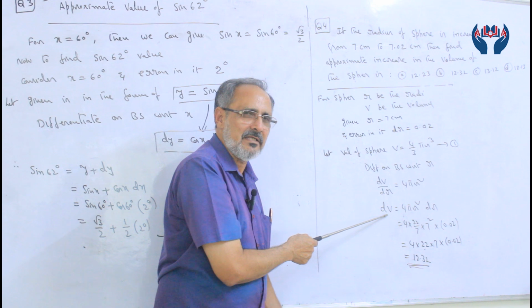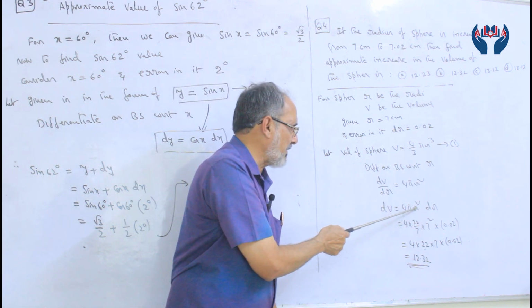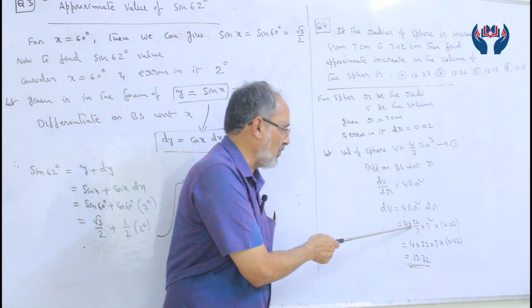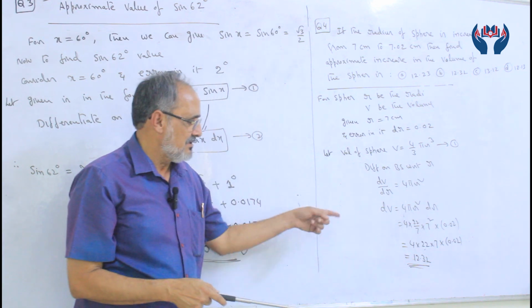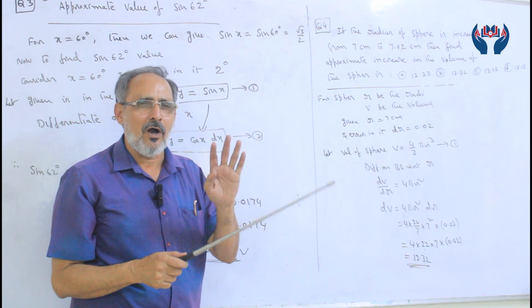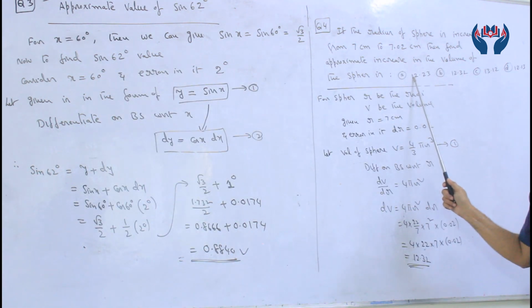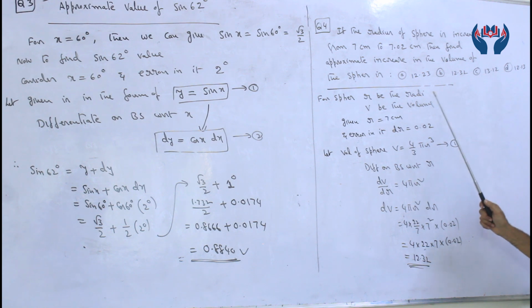So our requirement is dV, approximate value. So dV equal to 4 pi r square dr. By simplification, that comes 4 into 22 by 7 into 7 square into 0.02. That gives the answer 12.32. But you see the options, all 4 options are very, very close. One option is given 12.23, another is 12.32, another is 13.12, another is 12.13. So 12.32, that is the second option.